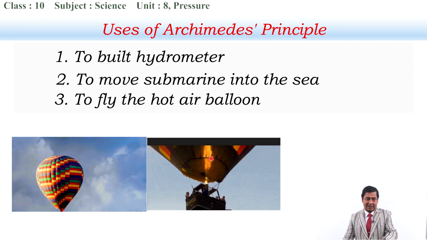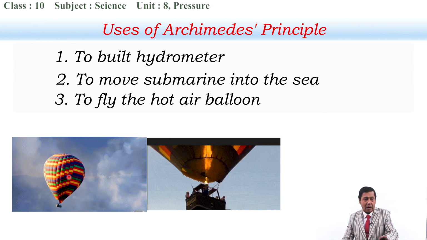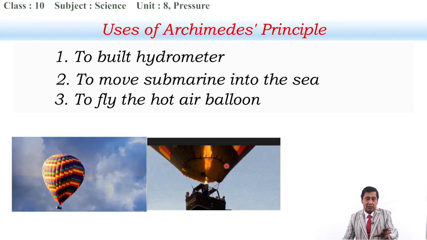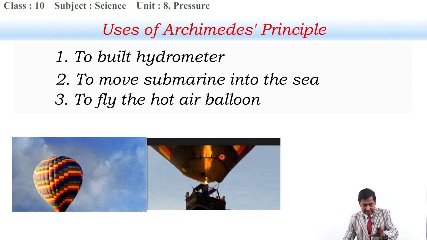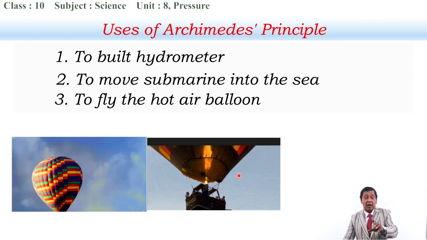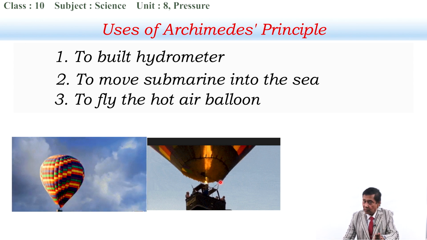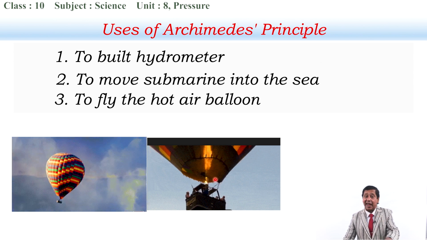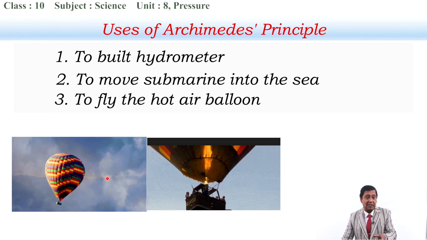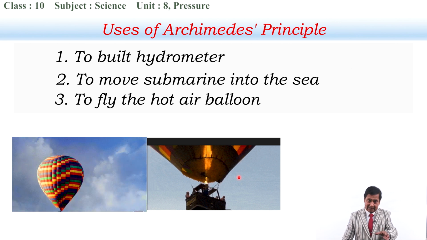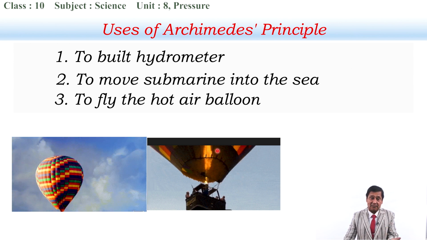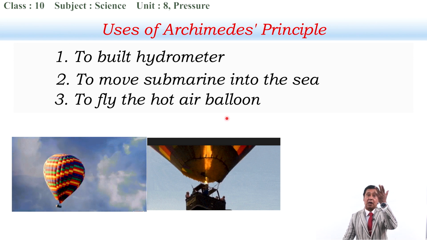The weight of the hot air plus the weight of the balloon, combined, is the weight of this balloon as a whole. And upthrust will be equal to the weight of displaced air. Since the air is hot, it displaces more weight of air, and upthrust will be more if the air is heated. And upthrust is more, that's why it goes up.